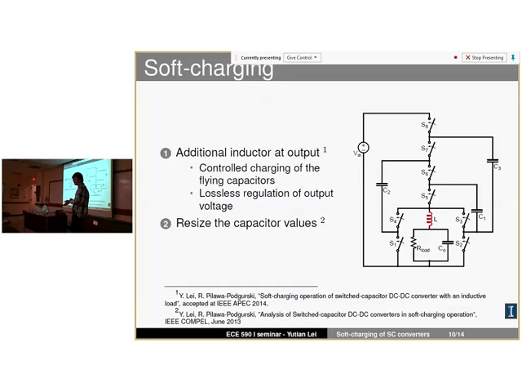Fundamentally, there's no difference, because the reason why the buck converter is able to do soft charging is because of the inductor in that buck converter. So, yeah. It makes sense.